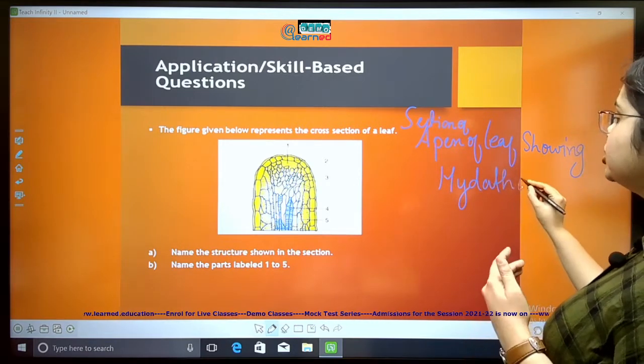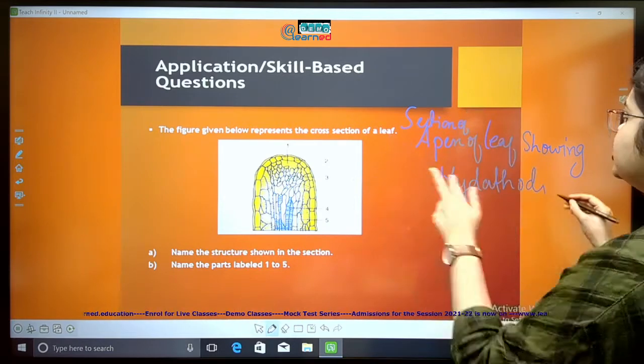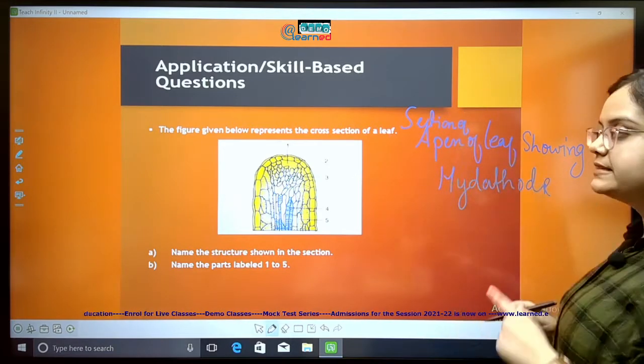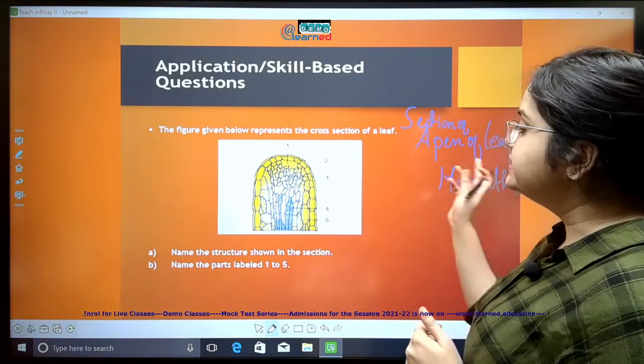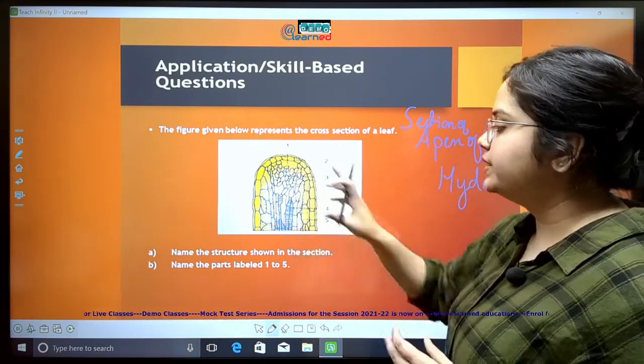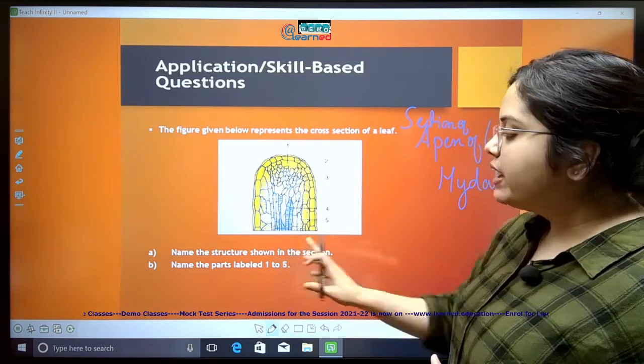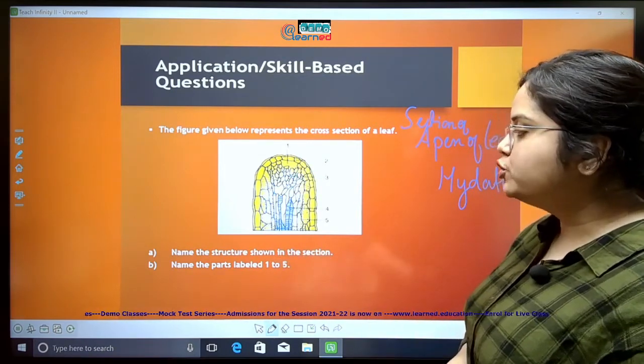I know I have shown you some other picture of a hydathode where the hydathode was much clearer. That is a picture of your book, and this picture also comes in the exams. So, you need to be acquainted with both kinds of pictures. It is also a section of the apex of the leaf showing the hydathode. Now they have asked us to label the parts from 1 to 5.